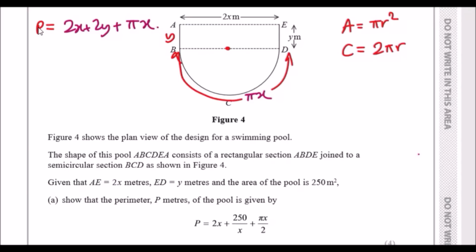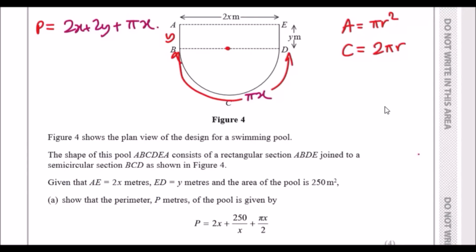That's 3 things done. Now looking at both equations, we can see that the y has been transformed to 250 over x plus this, and pi x also transformed. So basically 2y plus pi x will need to be updated to match this one later on. So before that, let's look at the area now.